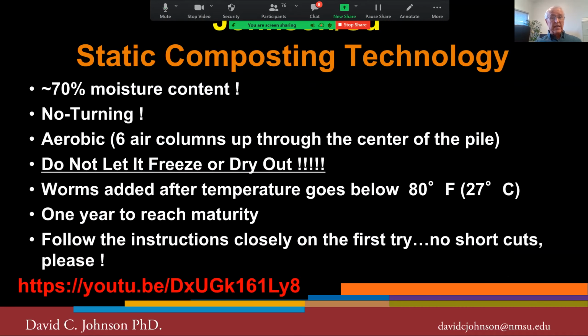First of all, it's a static composting process. You need to keep it at 70% moisture content. No need to turn it. It's aerobic because we have 6 air columns up through the center of the pile. Do not let it freeze or dry out. Worms are added after the temperature goes below 80 degrees Fahrenheit. It takes about 1 year to reach maturity.